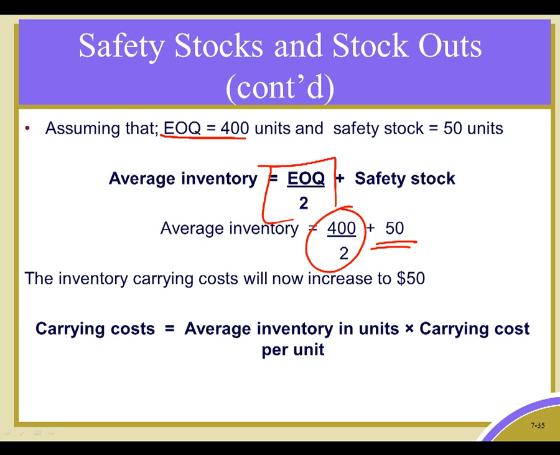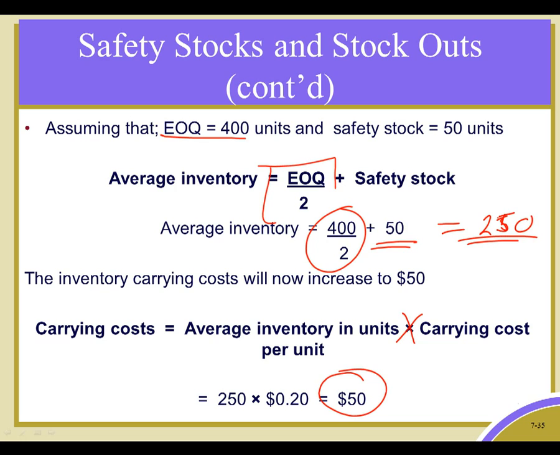The total carrying cost, we'll have now 250 units, and maybe this isn't clear, let's make it clear. The average inventory is going to be 250 units. Okay, the carrying cost is going to be that average inventory multiplied by the carrying cost per unit, or we're going to have a carrying cost of $50 using this economic order quantity of 400 units with a safety stock of 50 units.